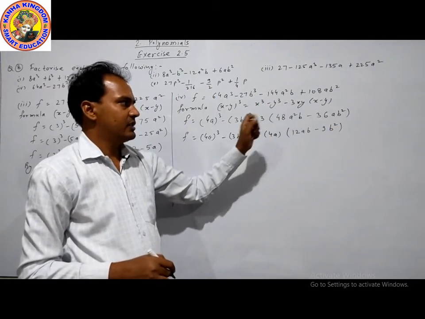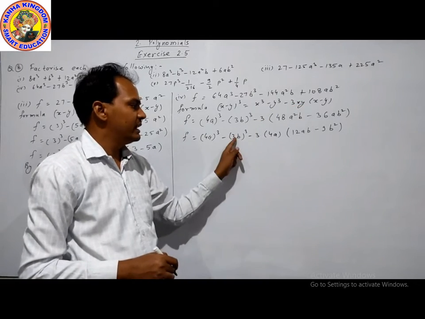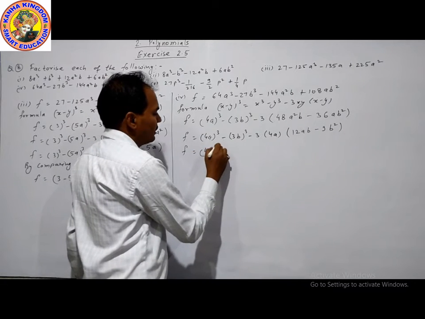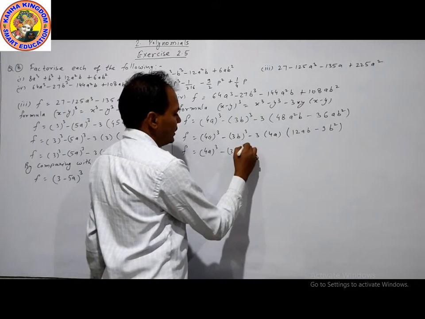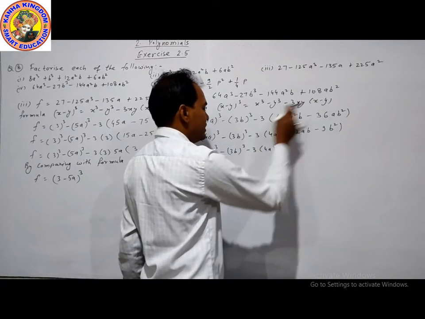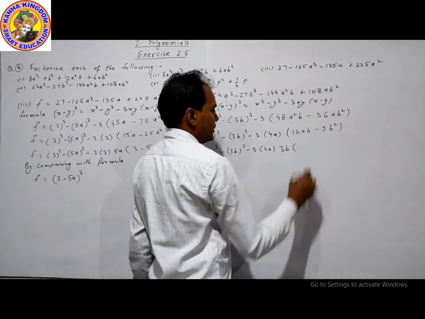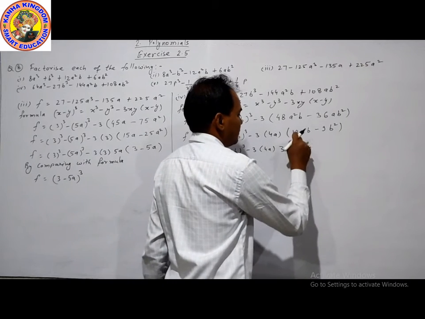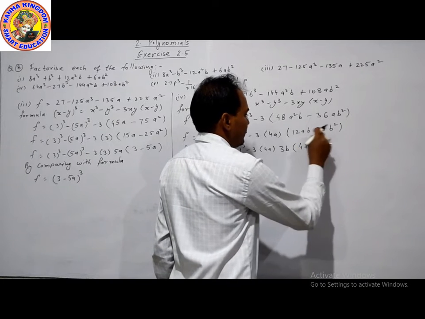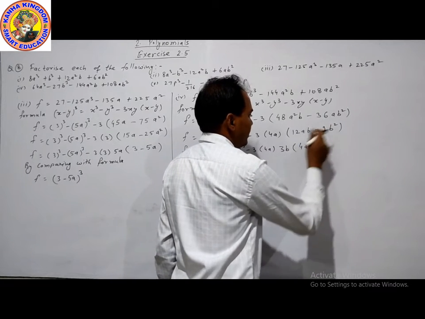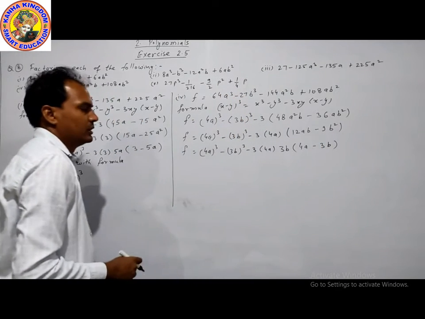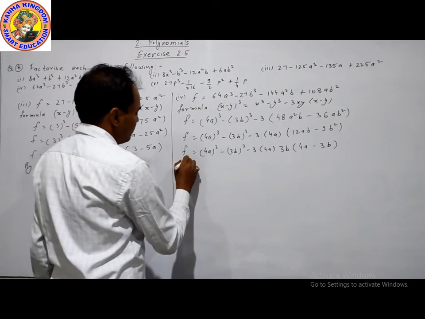We will take x as a common. Now taking y as a common. y is 3b. Now taking 3b as common. 4a cube minus 3b cube minus 3 into 4a. Now y is 3b. Taking 3b common, dividing by 3: 4 times, b and b cancel, a. Dividing by 3: 3 dividing by b. 4a minus 3b. Now comparing with the formula.